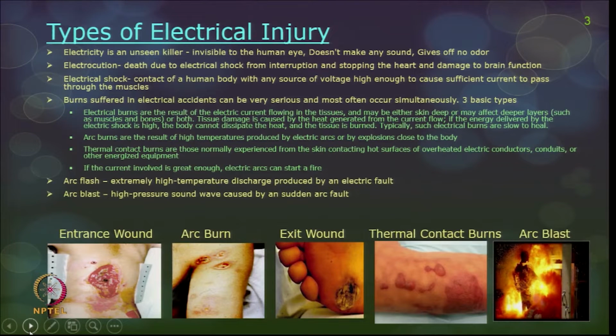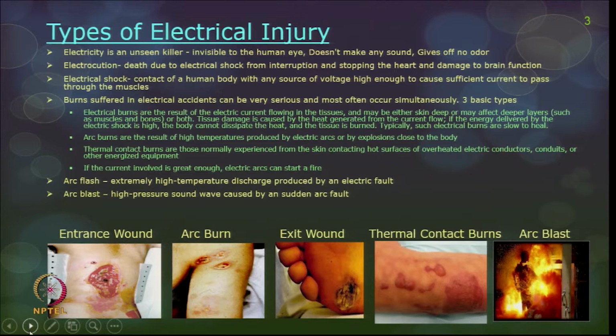Now, what are the different types of electrical injury? Starting with electrocution. Electrocution is death due to electric shock, from interruption or stopping of the heart, primarily, and damage to brain functions. Electrical shock is the next level of electrical injury. It is contact of a human body with any source of voltage high enough to cause sufficient current to pass through the muscles.